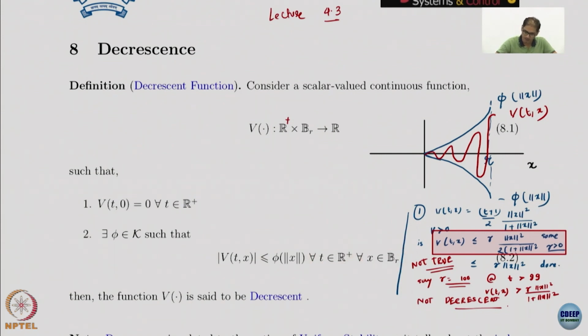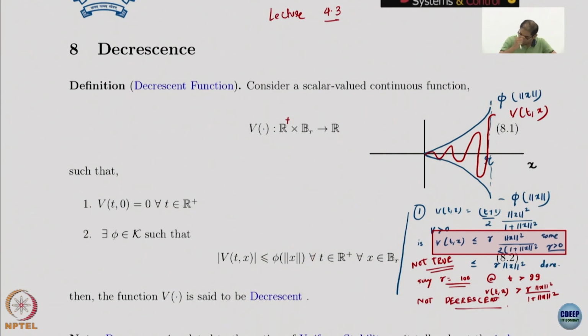So the picture looks something like this. When you draw the phi norm of x, you also draw the negative of that and your V has to lie between that. This is what the picture looks like, because I am just translating this into this image right here.